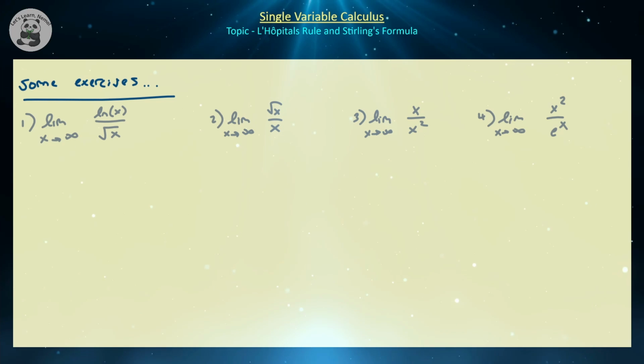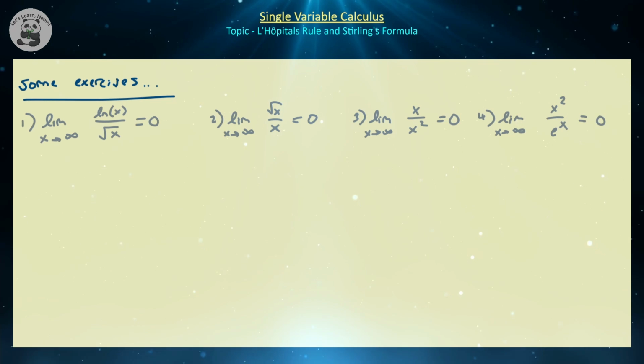Before we get into the last couple things that I want to mention today, I just want to introduce these 4 exercises that I strongly encourage you to try on your own, and you can use whatever tricks you want, L'Hopital's Rule, algebraic manipulations, whichever makes you more happy. In particular, the limit as x approaches infinity of the natural log of x over the square root of x will come out to 0. The limit as x approaches infinity of the square root of x over x will also come out to 0. The limit as x approaches infinity of x over x squared will also come out to 0, and the limit as x approaches infinity of x squared divided by e to the x will also come out to 0.